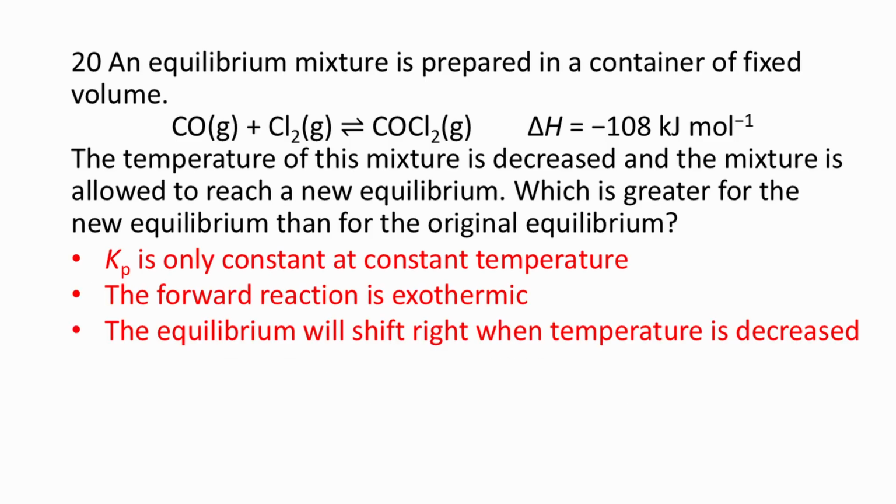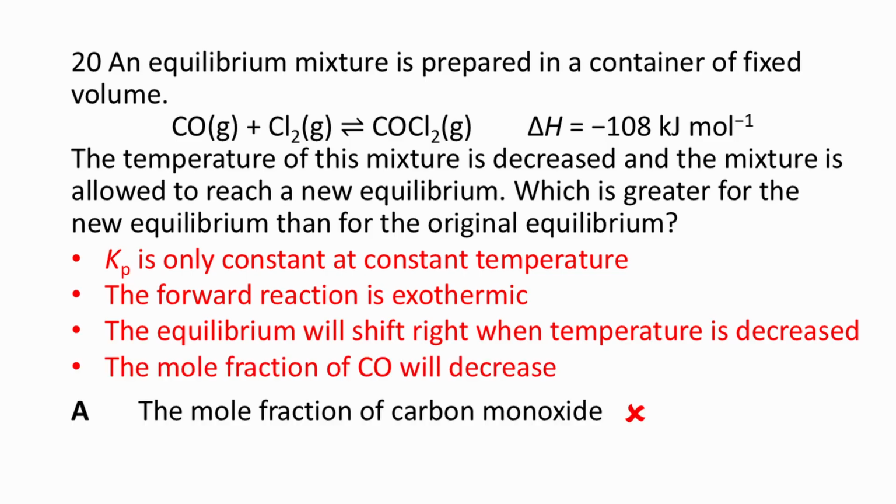Let's consider some key facts. Kp is only constant at constant temperature. The forward reaction is exothermic. The equilibrium will shift to the right when temperature is decreased. This final point is linked to Le Chatelier's principle, and equilibrium will shift to oppose the change applied. Because the equilibrium will shift to the right when temperature is decreased, the mole fraction of carbon monoxide will decrease. Therefore, option A is incorrect.